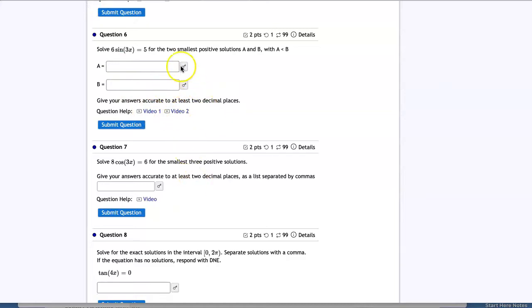Both of these are going to be the same type of problems, except this one, remember A has to be smaller than B when you enter these. In case you wanted to practice that particular problem, those are the answers. And then down here it's going to be for the smallest 3 positive solutions. So that one's a little harder, so I will go ahead and do question 7 on the board.